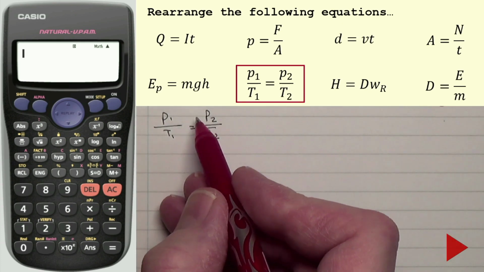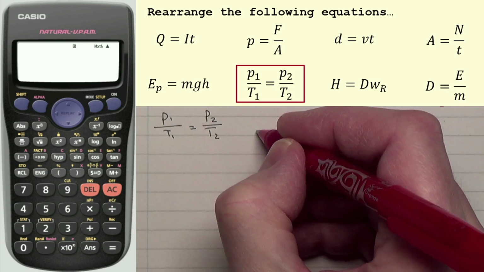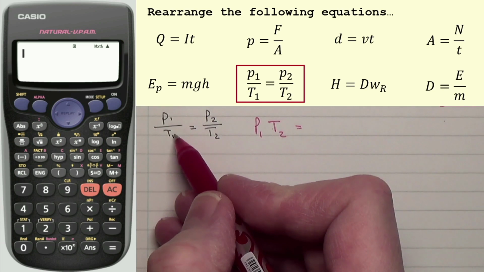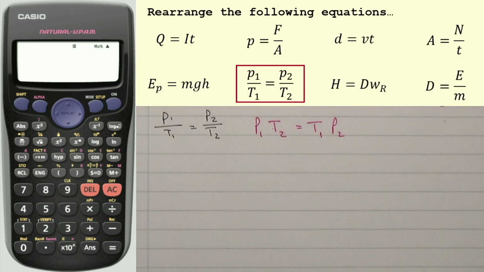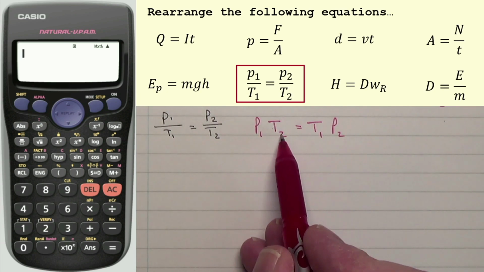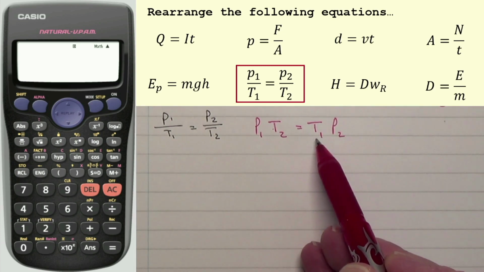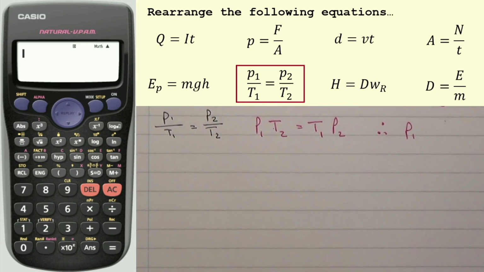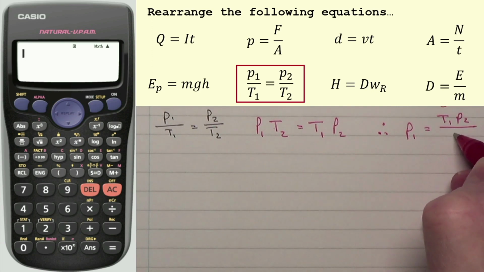So to make P1 the subject, I'm going to multiply the top left times the bottom right. First of all, that's going to give me P1 times T2 is equal to, and then I'll multiply bottom left times top right, T1 times P2. Now, as I said, I want P1 to be the subject. So at the moment it's being multiplied by T2. So I'll divide this left hand side by T2, which means I need to divide this right hand side by T2. Now it gives me, therefore, P1, that actually should be a lowercase p, is equal to T1 P2 over T2.